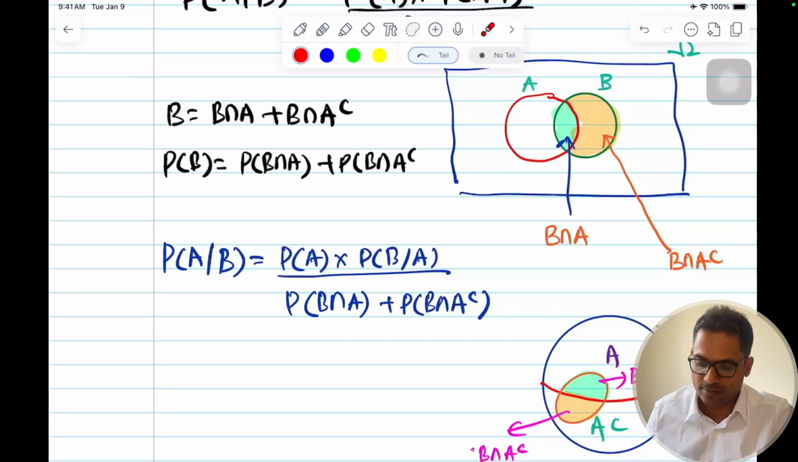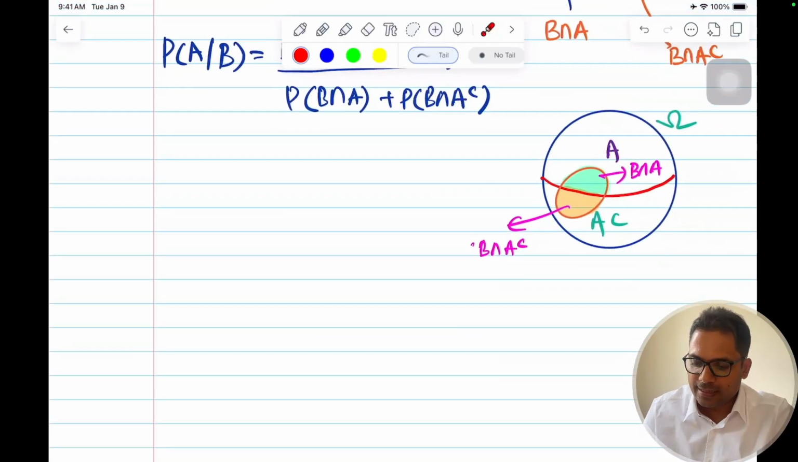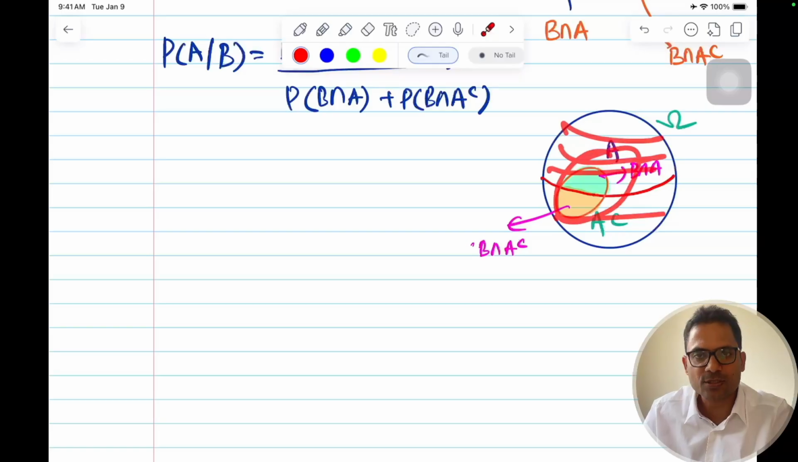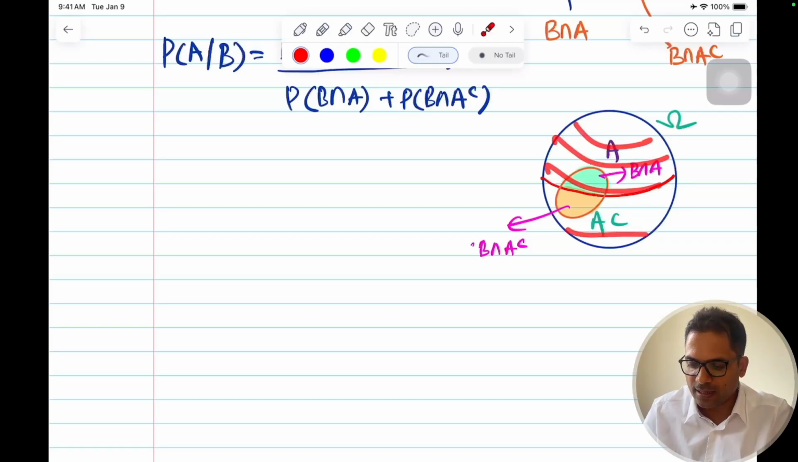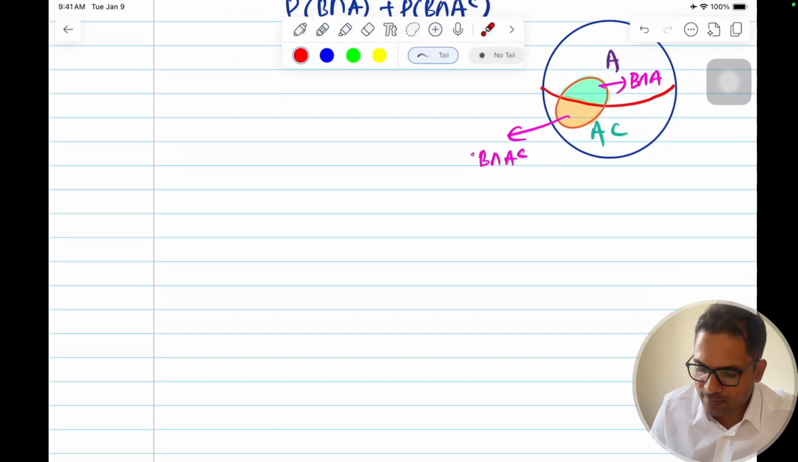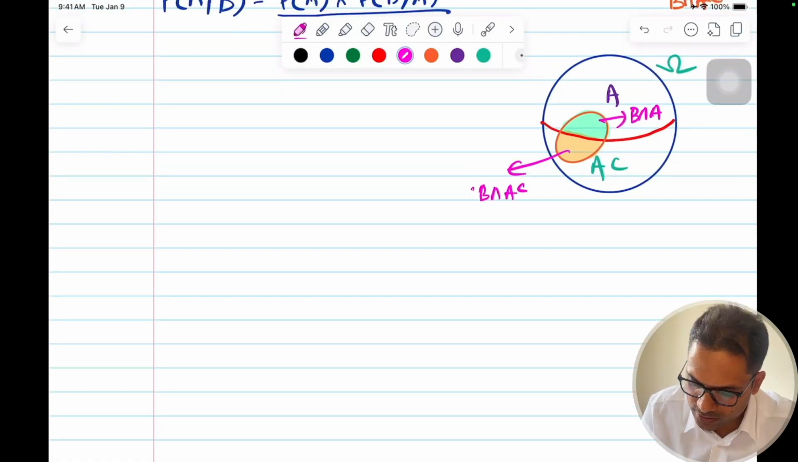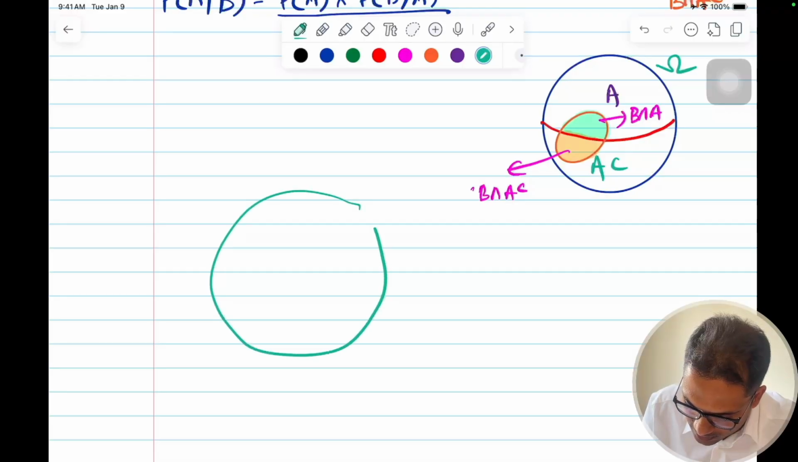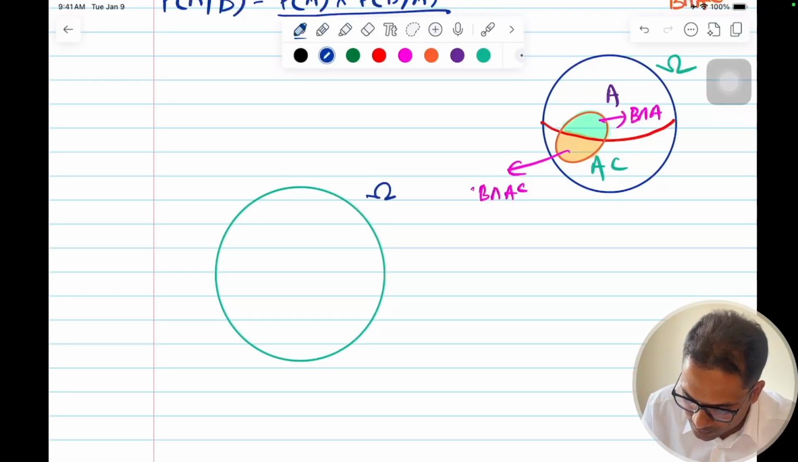Now let's take this thought a step further. Can this whole omega space be divided into multiple such parts? What will happen then? We find the intersection of B with each of them. So let's generalize it. When we want to find the total probability of B, we did it with B intersection A and B intersection A complement. Now if you want to find the total probability of B with n such parts, how will that be? Let me draw another diagram. If this is our sample space omega, let's say it is divided into n such parts.